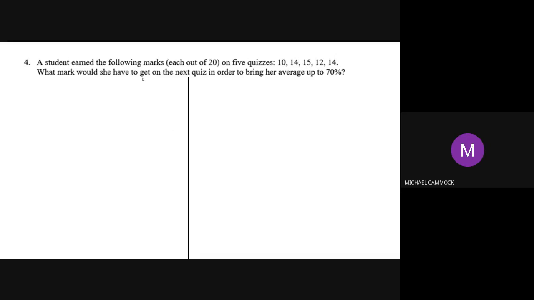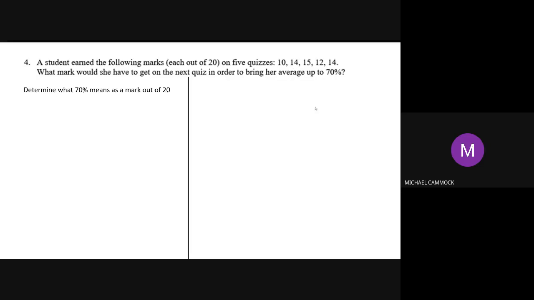What mark would she have to get on the next quiz in order to bring her average up to 70%? These are not in percentages. That's kind of a problem, right? These are all numbers out of 20. So the first thing I would do is determine what 70% means as a mark out of 20. Let's convert that 70% into a number out of 20.